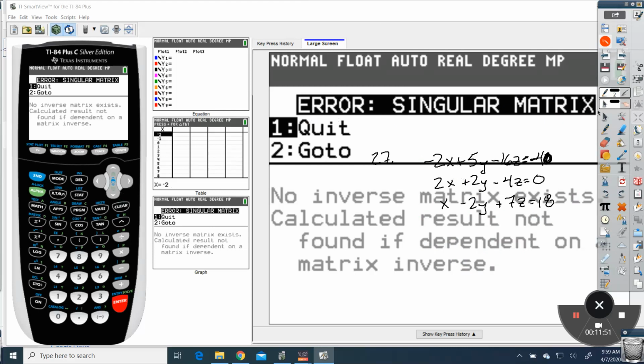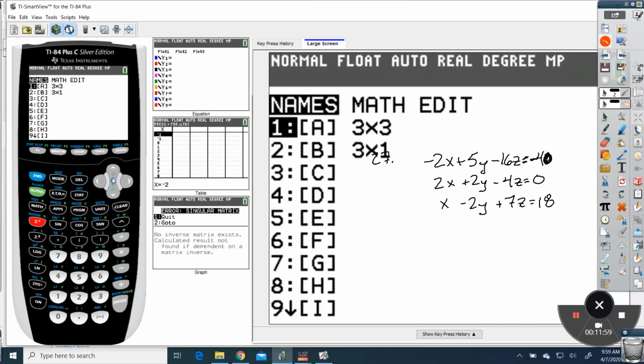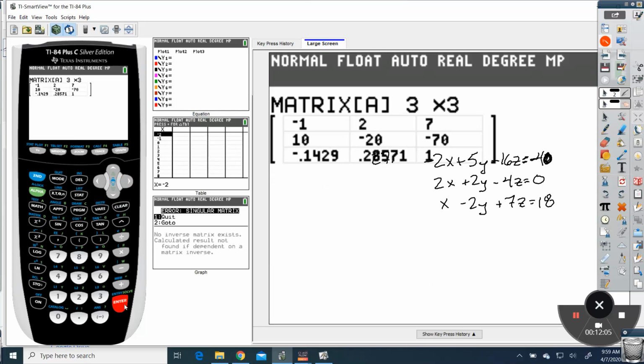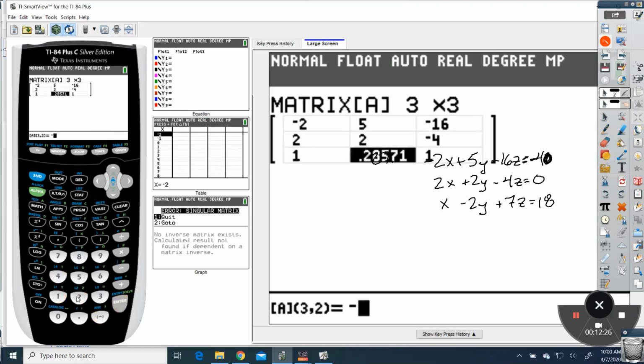says, so I've chosen 27, solve this. So again, I'm going to go back into second matrix, edit. There are 3 rows by 3 columns. So 3 by 3. I'm going to write down these numbers in here. So that's a negative 2, 5, negative 16. And the second row is a 2, 2, negative 4. And then a 1, negative 2, 7.